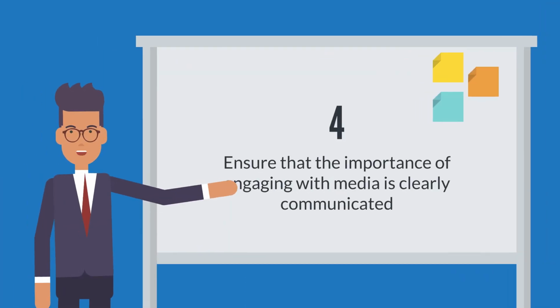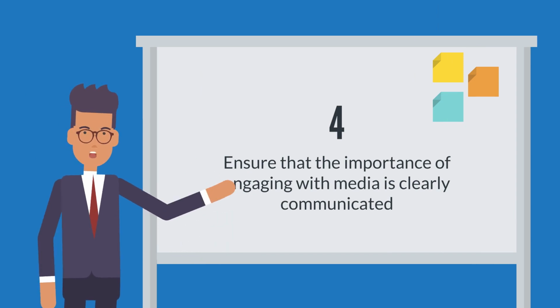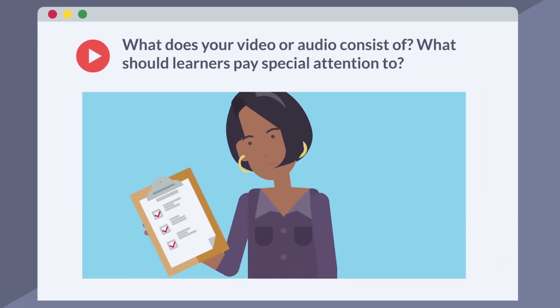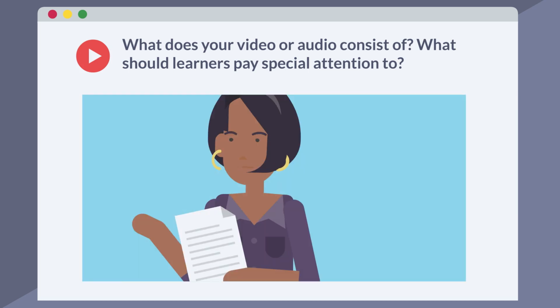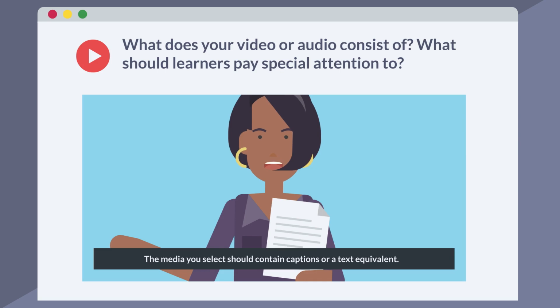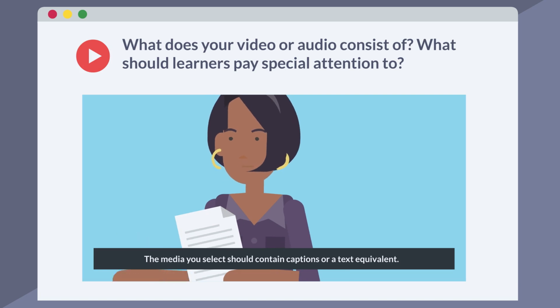Fourth, when adding media such as audio and video to your course, ensure that the importance of engaging with that component is clearly communicated. What does your video or audio consist of? Is there any specific content within that learners should be paying special attention to or focusing on? In addition to that, the media you selected should also contain captions or a text equivalent, so the information provided is also accessible to deaf and hearing impaired learners.